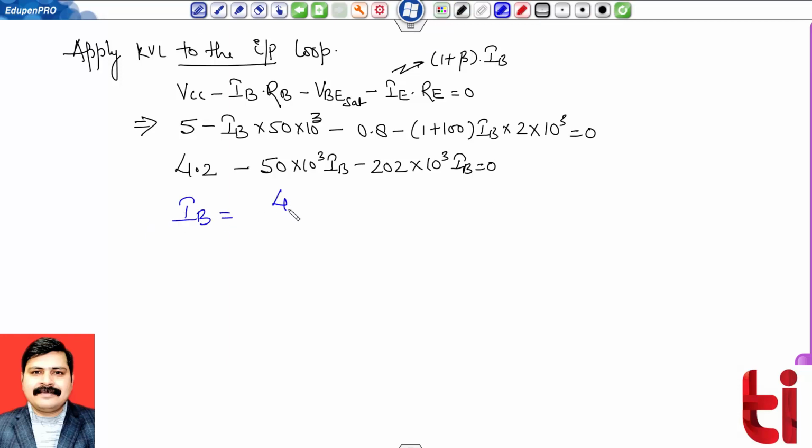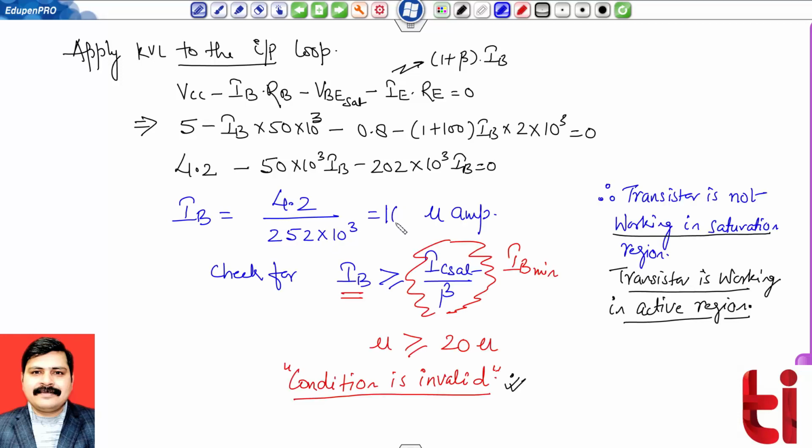Or my IB equals to 4.2 divided by 252 into 10 raised to power 3, and this value is 16.67. So the value of IB equals to 16.67 microampere.